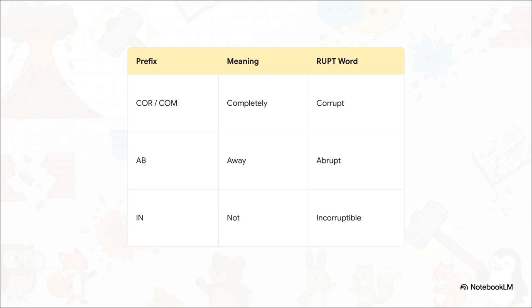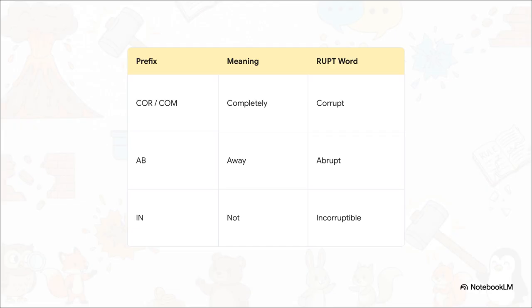Cor or com means completely, so corrupt literally translates to completely broken. This brilliantly illustrates how tearing pages out of a rulebook makes the rules morally broken or corrupt. AB means away, giving us abrupt, meaning broken away suddenly, kind of like a movie screen suddenly just going black.